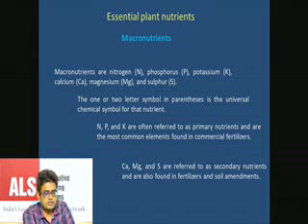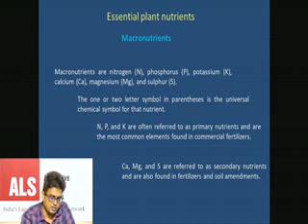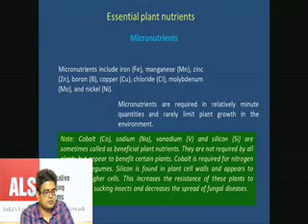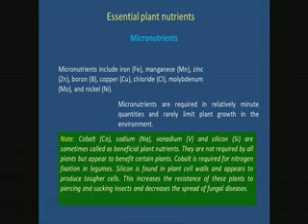Macronutrients are those nutrients which are present in a particular concentration, and these are in more quantity. Micronutrients are present in a lesser quantity. Alright. Now let's study them. Iron, manganese, zinc, boron, copper, chloride, molybdenum, nickel, okay, and cobalt, sodium. Okay. So all these are micronutrients.